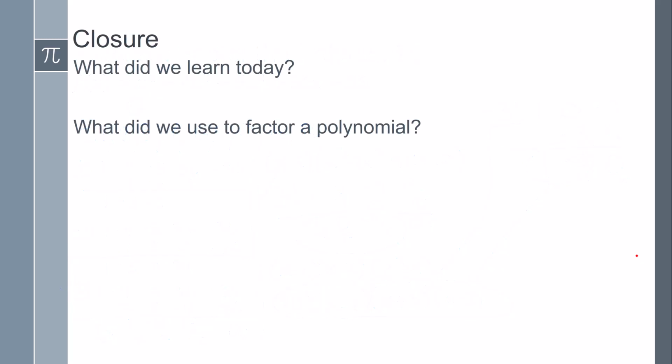So what did we learn today? Well, we factored a polynomial. We used polynomial division to do it. And that's going to be the key here. So what did we use to factor a polynomial? We used polynomial division. And guess what? By doing so, you destroyed those polynomials.